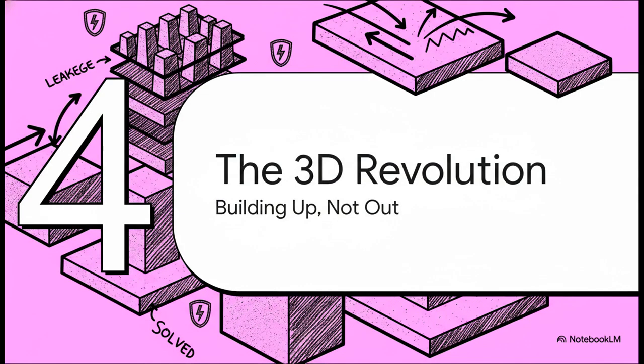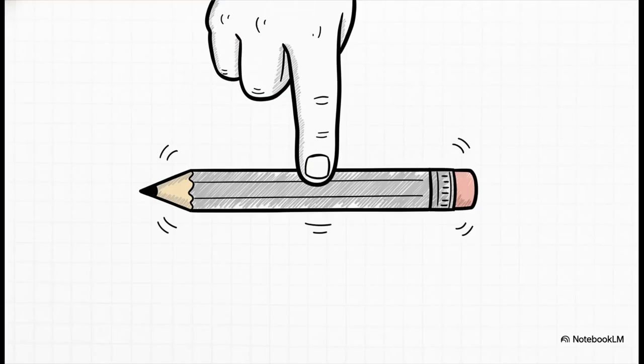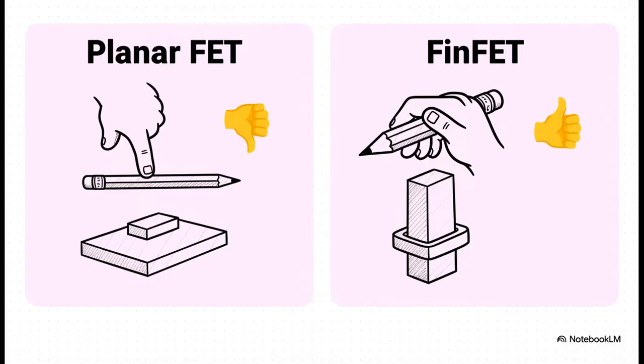So if shrinking things in 2 dimensions wasn't going to work anymore, the only answer was to go 3D. Engineers had to completely reinvent the transistor's architecture to solve this leakage problem. See, the core issue was that the gate only had control from one side, from the top of the channel. It's kind of like trying to stop a pencil from rolling on a table by just pressing down on it with one finger. It doesn't work that well. The solution? Simple. Get a better grip. And that led to this brilliant invention, the FinFET.